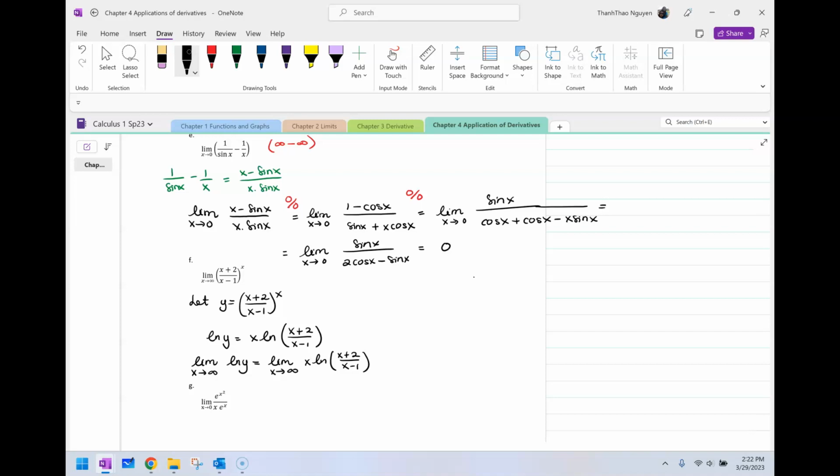Let's take a look at the right hand side. The limit as x approaches infinity of x times ln of x plus 2 divided by x minus 1. I can rewrite this as the limit as x approaches infinity of ln of x plus 2 divided by x minus 1, divided by 1 over x. Now I have this in terms of 0 over 0, right?